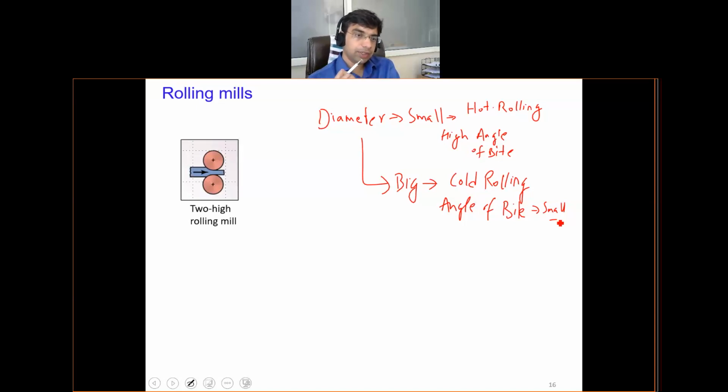So based on the configurations, there are several varieties of rolling mills. Rolling mills are basically the name given to the machines which do the rolling process. And one passage of this workpiece from the entry point to the exit point is known as a pass.